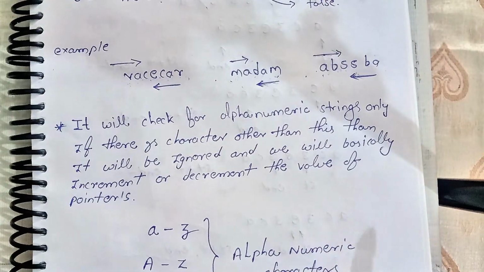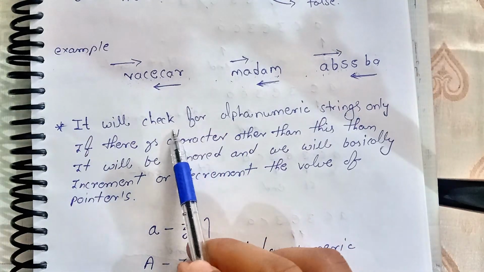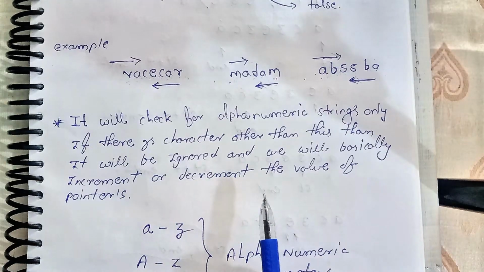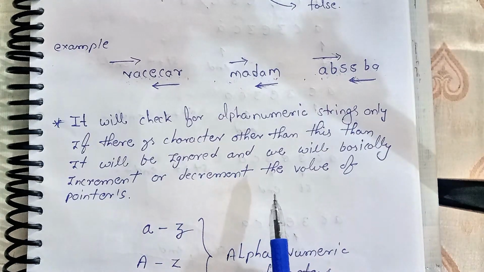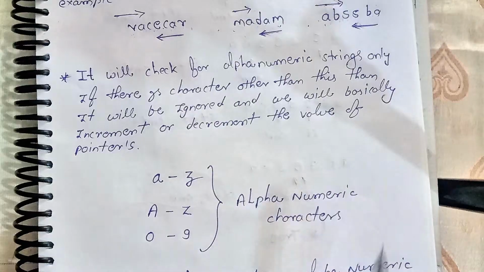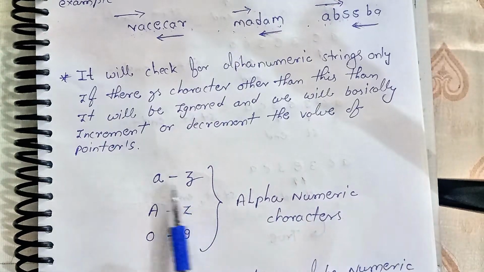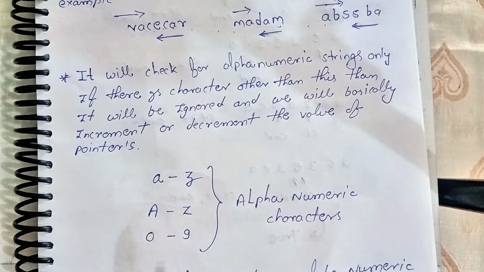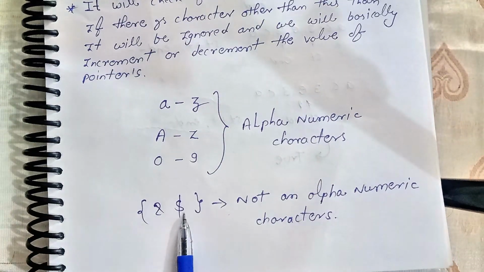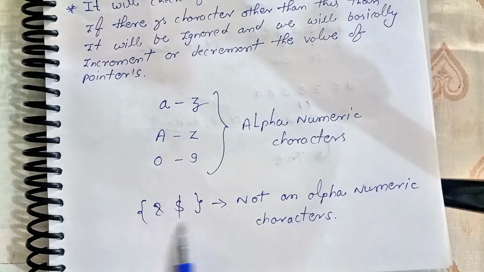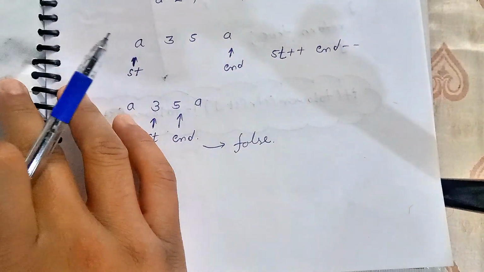So the main point about the valid palindrome is that it will only check the alphanumeric characters. Means if there is any non-alphanumeric character, that character will be ignored, and we will increment or decrement the pointer past that character. So here are the alphanumeric characters: A to Z in small letters, A to Z in capital letters, 0 to 9 in numerics. What about this, percent and dollar? They are not alphanumeric characters, so this type of characters are ignored by the string.